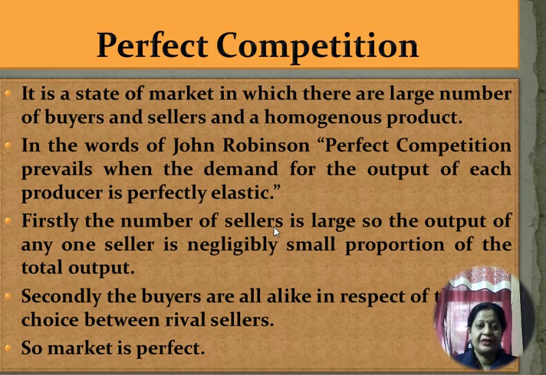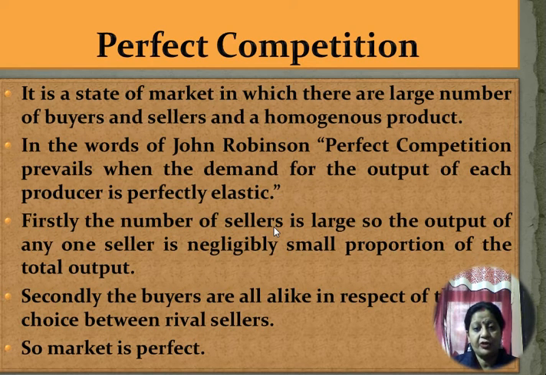Perfect competition. It is a state of market in which there are a large number of buyers and sellers and a homogeneous product. So it is a market where a number of buyers and sellers are available and they are selling the same product. When we talk about homogeneous, that means the same product.